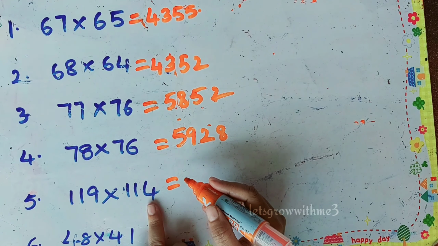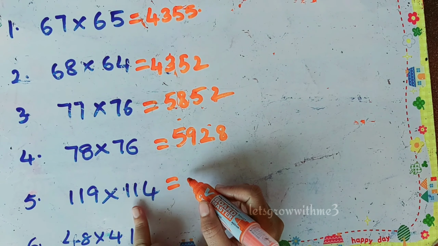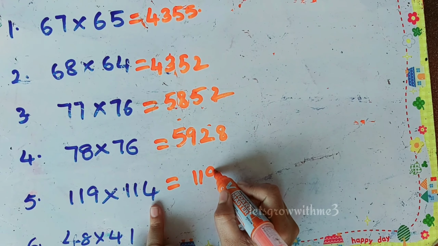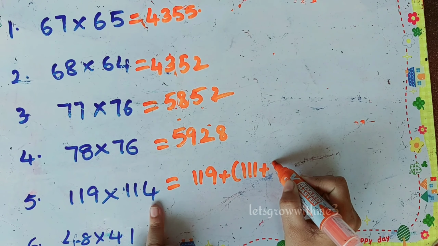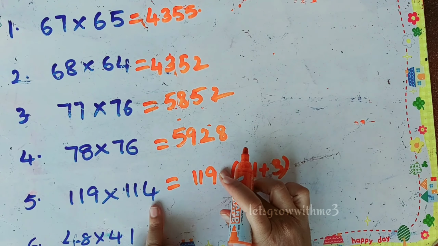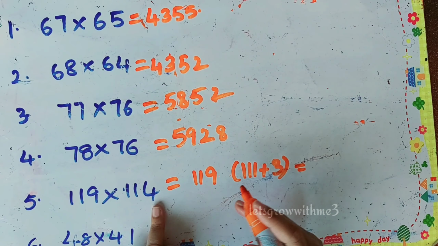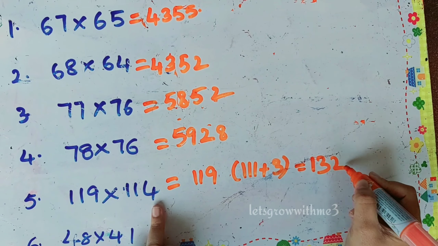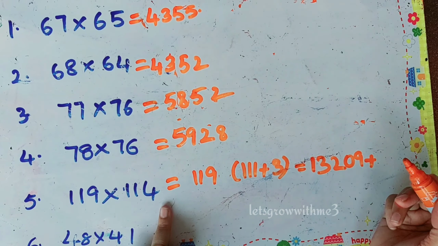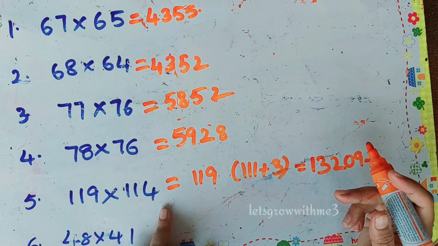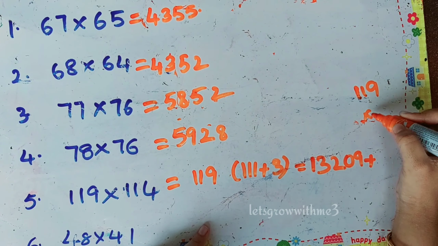119 times 114. So 114 we can write as 111 plus 3. So next, 11 times 12 is 132. Then 9 1s are 9, giving 1309. Then we need to multiply 119 times 3. So how much? Let's multiply here.